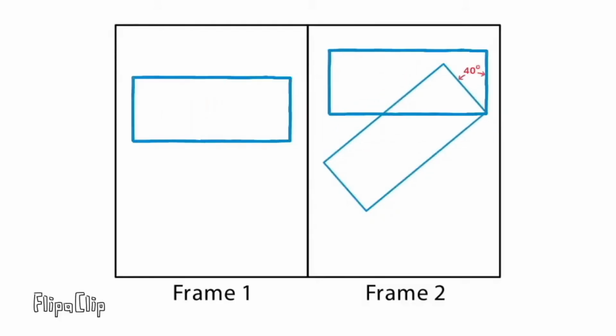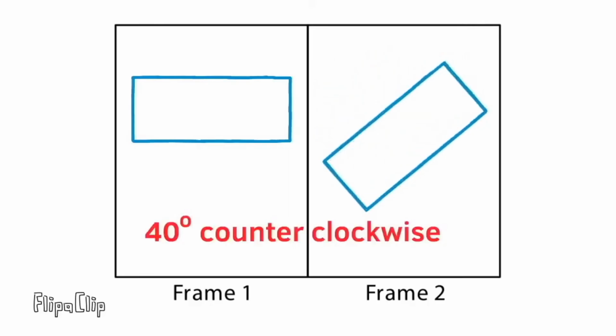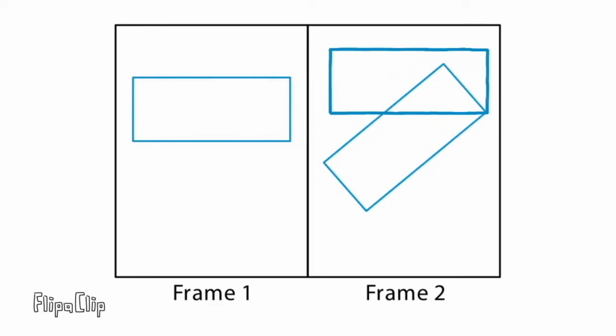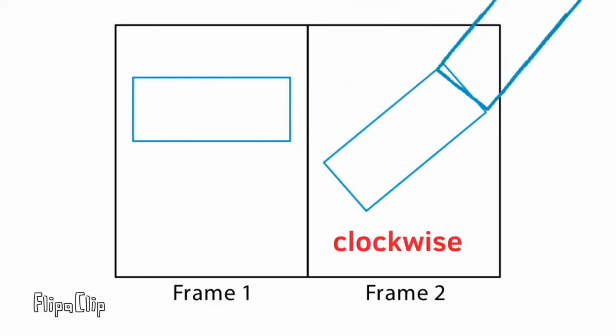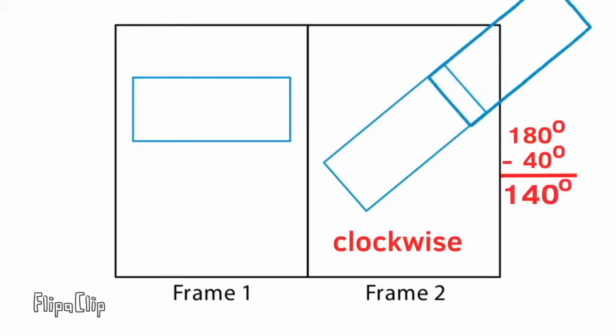The rectangle in frame 1 can be rotated 40 degrees counterclockwise to get from frame 1 to frame 2. And the rectangle in frame 1 can also be rotated 140 degrees clockwise to get from frame 1 to frame 2. In this example, I've rotated the rectangle 180 degrees, a little bit too far, but if we back it up 40 degrees, it lines up perfectly.